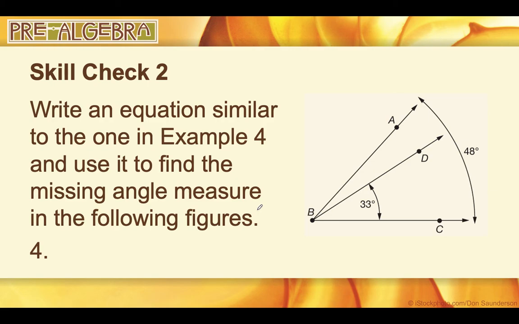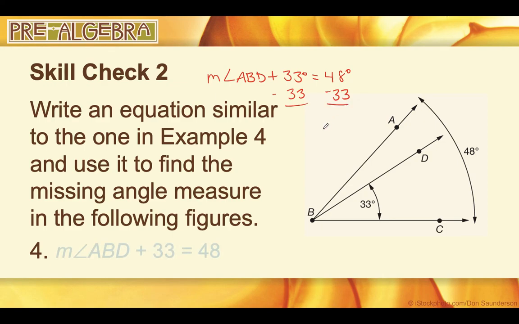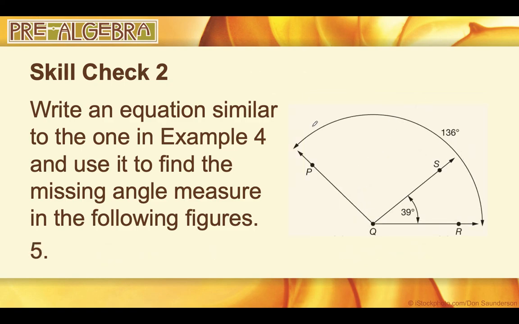How would I find the missing angle measurement in this figure right here? Draw an equation like we did for the previous one. The measurement of angle ABD plus 33 degrees should equal what? 48 degrees. How do I solve for the missing angle measurement? Opposite operation. And what should I get? The measurement of angle ABD should be 15 degrees.